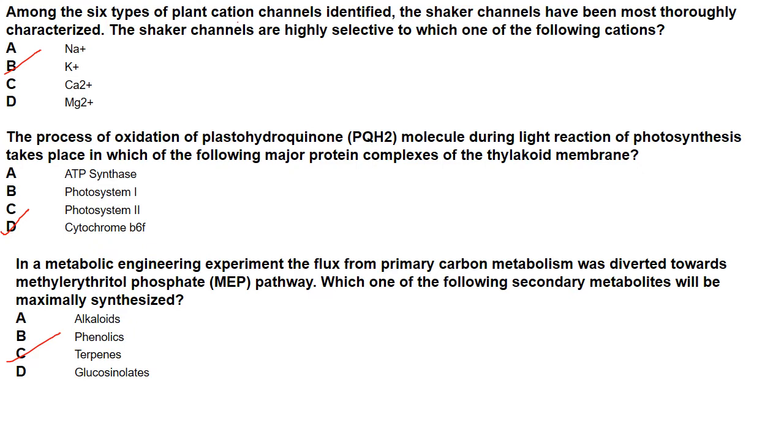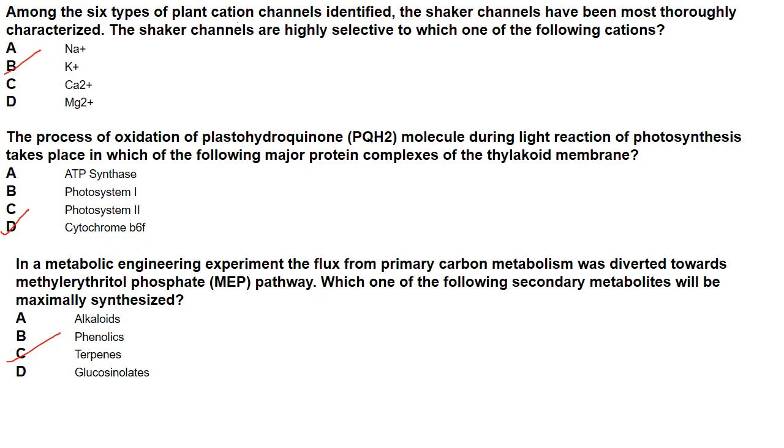Then next one. The process of oxidation of the plastohydroquinone molecule during the light reaction of photosynthesis takes place in which of the following major protein complexes of the thylakoid membrane? So plastoquinone is reduced when it accepts two electrons from photosystem II and hydrogen ions from the stroma of the chloroplast, thereby forming plastoquinol. It transfers electrons further down the electron transport chain to plastocyanin through cytochrome b6f. When electrons are accepted by cytochrome b6f, plastoquinone becomes oxidized.